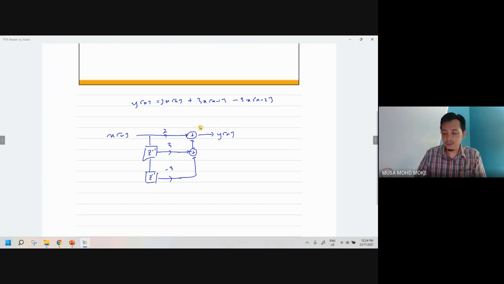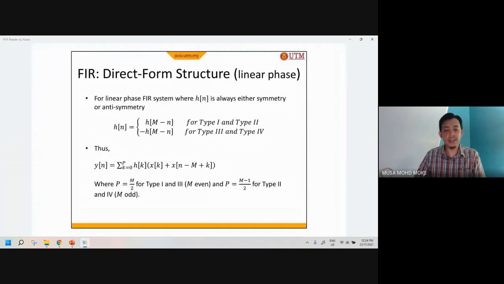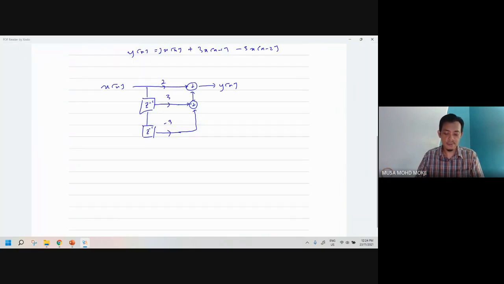So next, we're going to look at not so direct, because we change that one so that we can have less multiplication or summation or maybe memory. So we try to reduce these three: either the summation, the multiplication, or the memory location.